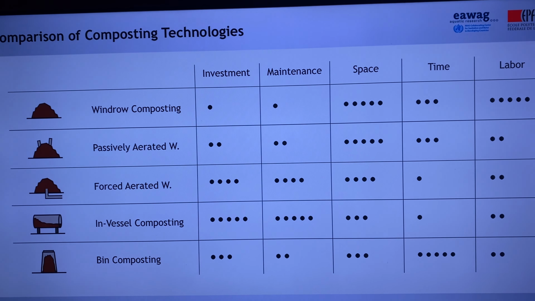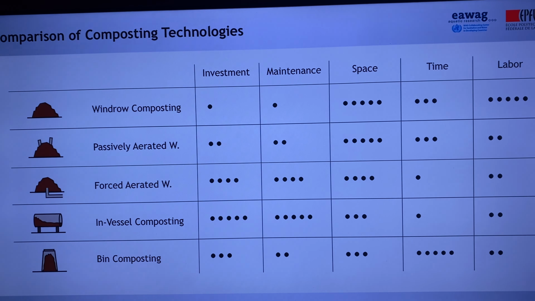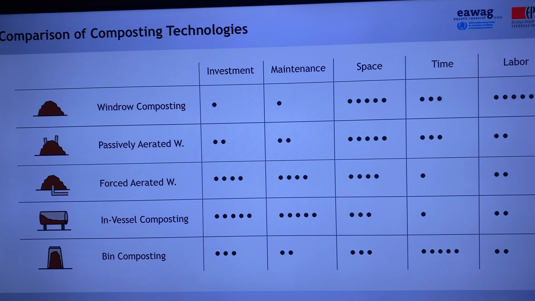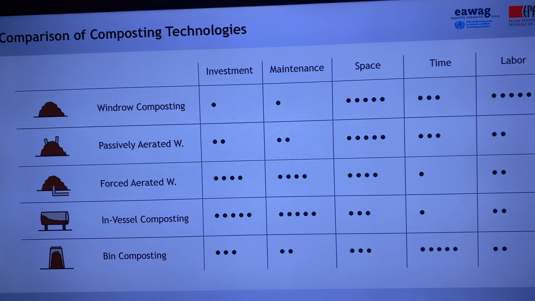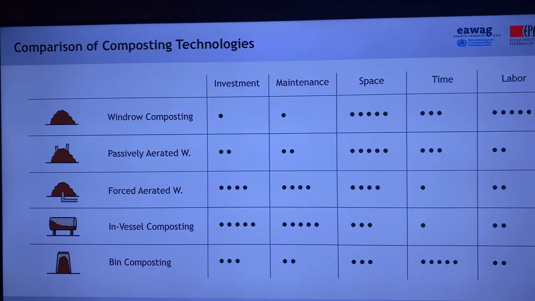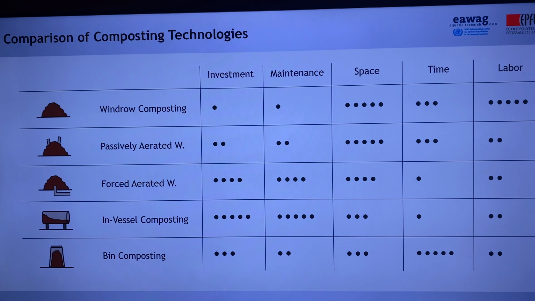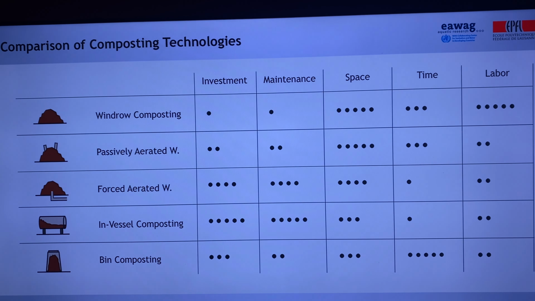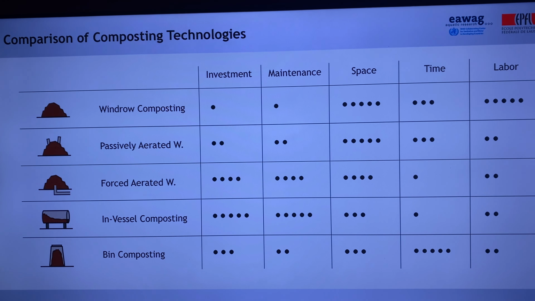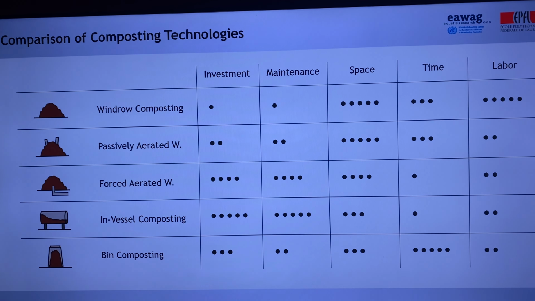This final table shows a comparative summary of the presented technologies, assuming they are all treating a similar amount of waste. However, keep in mind that in-vessel and especially bin composting can also be, or normally are, used in smaller amounts. In any case, the table allows you to get a quick impression of which technology could suit your needs and constraints best. This is the end of the module.